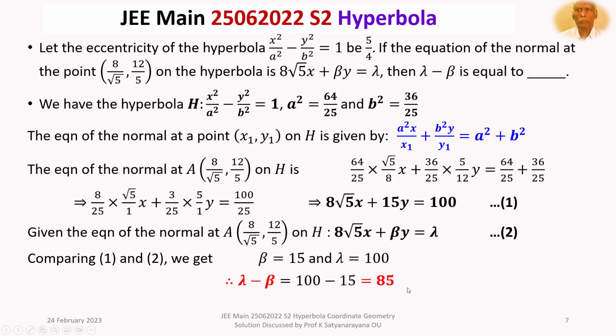So that is the detailed discussion of the solution of the problem on hyperbola, which uses the concepts of eccentricity and the equation of the normal at a given point on the hyperbola. And it is a straightforward question which uses only two formulas. I am sure that you have understood the solution of this problem.